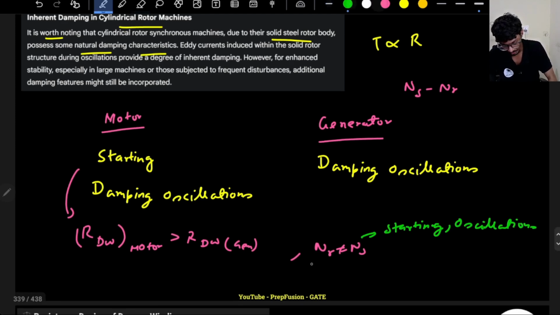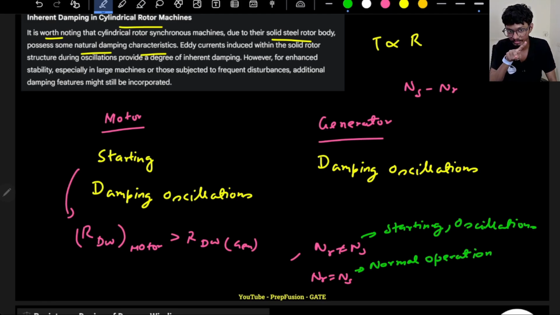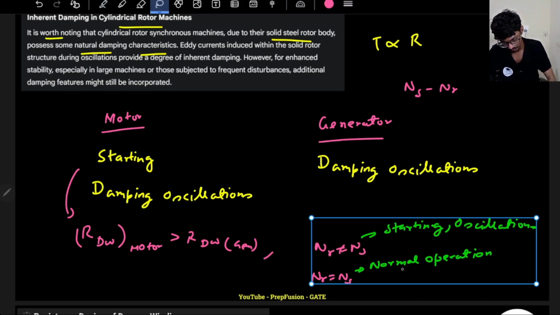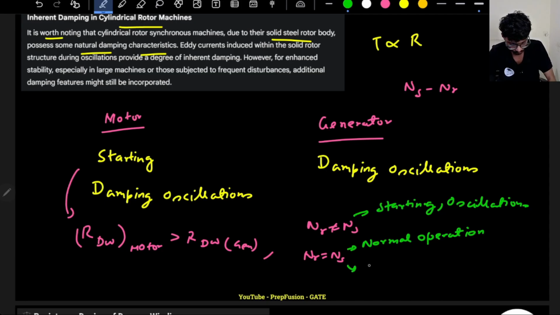Normal operation means Nr equals Ns. During normal operation, there will not be any induced EMF because there is no relative speed between the rotor and the stator. Hence, the damper winding will not come into action.